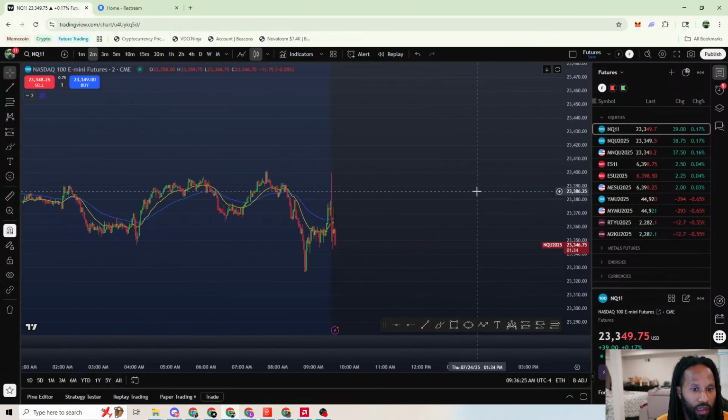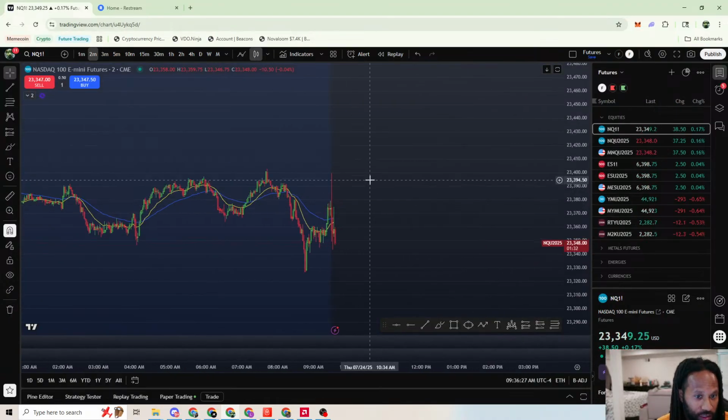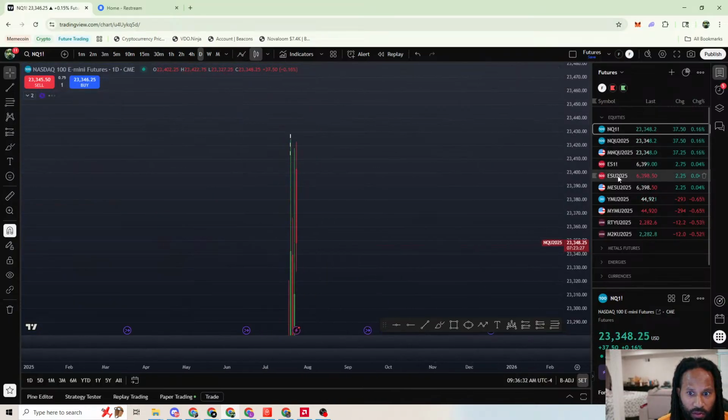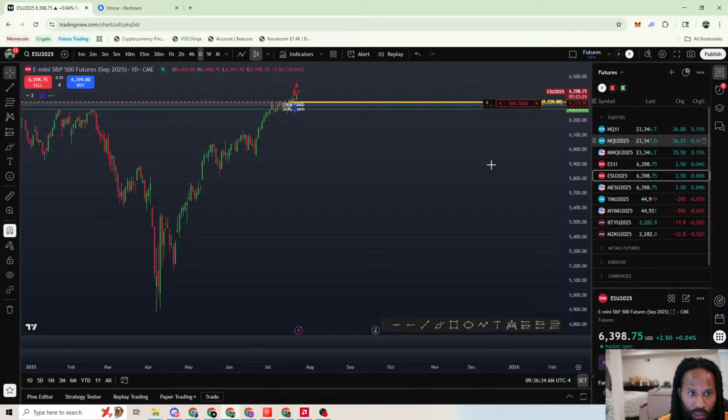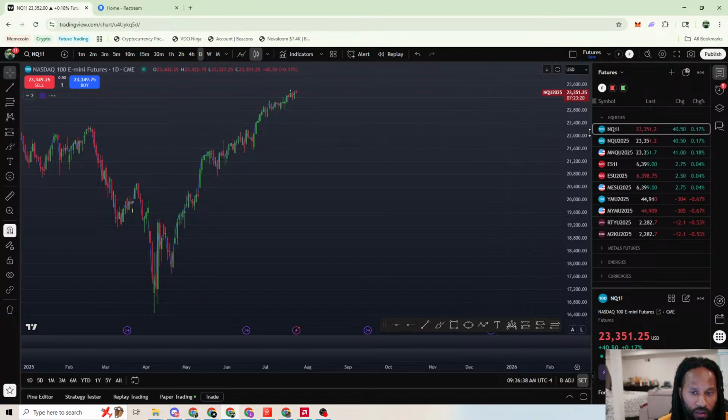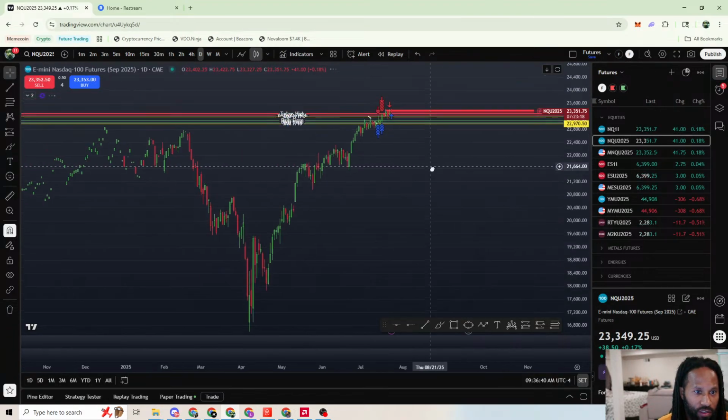Gonna go ahead and plot out. Looks like it's 9:36, 6 minutes into the market opening. Let's go ahead and plot our daily levels. Let's do the NQ today. Get back on this NQ for a minute.